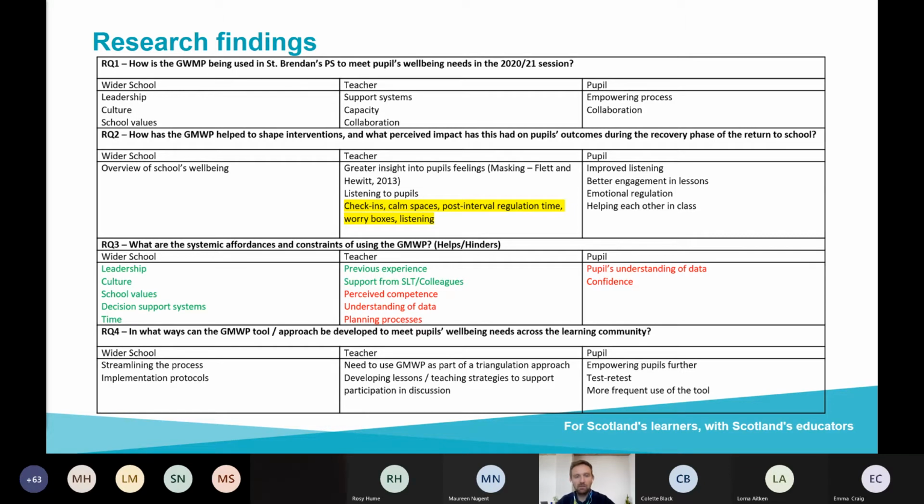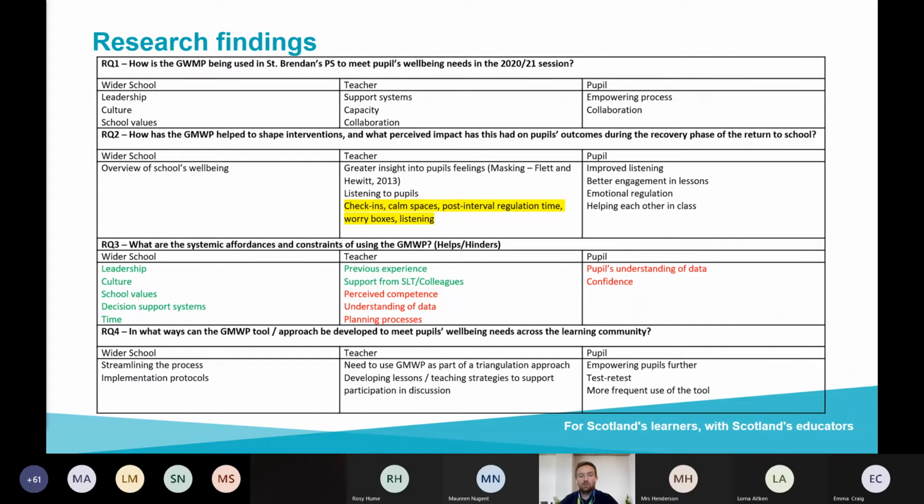And in research question 2, some of the things that happened as a result of that process were that, first of all, the senior leadership team had an overview of the entire pupil cohort's well-being. Teachers reflected that it gave a greater insight into pupils' feelings than they were aware of. That reflects some research by Flett and Hewitt that suggests that, as education staff, we're perhaps not as good as we think we are at identifying those pupils that do have well-being needs.